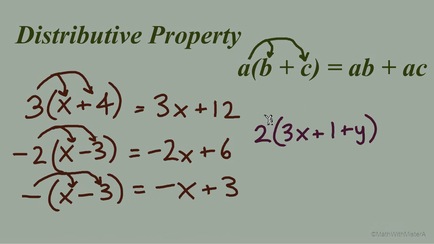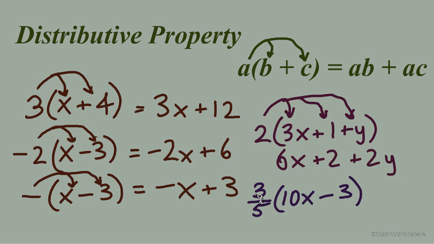We can also see examples where we're distributing a number to more than 2 terms. Here we'd have to distribute 3 times 6x plus 2 plus 2y. And we'll even see a fraction that we would need to multiply through. Remember, when you're multiplying a fraction, you can use the numerator as the multiplier and the denominator as the divider. So 3 times 10 equals 30, divided by 5 equals 6. 6x for that first term. Multiplying the 3/5 times negative 3, we won't be able to simplify this fraction. I'll keep it as an improper fraction, 9 over 5.